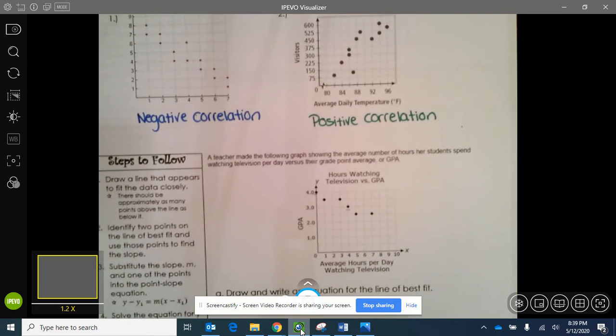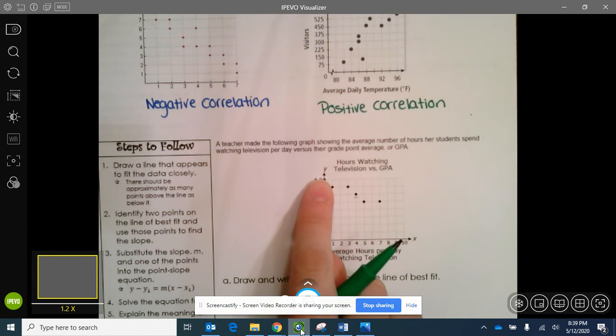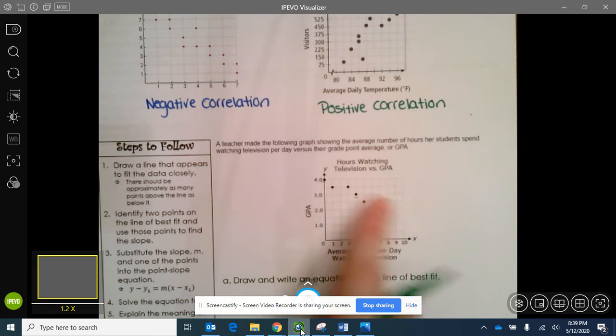So let's take a look at our first example where we need to draw a line of best fit, come up with the equation for the line, and then use that equation to make some predictions. Okay, so a teacher made the following graph showing the average number of hours her students spend watching television per day versus their grade point average or GPA. So here's our graph, and you can see as I look at this graph, my data values are decreasing from left to right, so this is going to have a negative correlation.